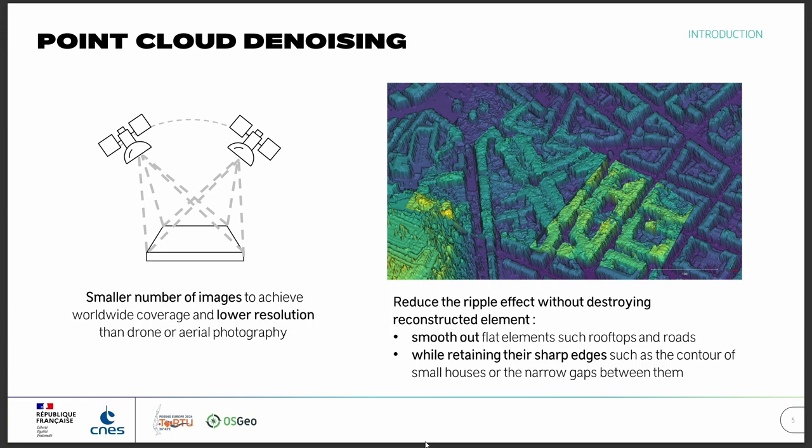Why do we try to denoise point cloud? In satellite imagery, we have a small number of images. We have a lower resolution than drone and aerial photography. We have a ripple effect on surface, which are flat elements. So the aim of the denoising is reducing the ripple effect, but without destroying the reconstructed elements. So we try to smooth out flat elements such as rooftops or en route, and we try to retain the sharp edges without destroying the building or the separation between the buildings.